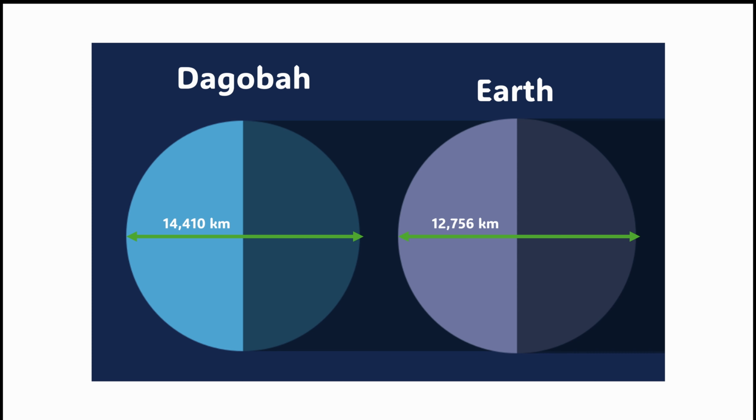In both scenarios, we will consider the spacecraft to be 1,000 kilometers away from the planet. According to Wikipedia, the mass of an X-Wing is 10 to the 4th kilograms, and as there is no canonical mass for Dagobah, a real-world analog is needed. Dagobah's diameter of 14,410 kilometers closely approximates Earth's diameter of 12,756 kilometers, as we can see here.